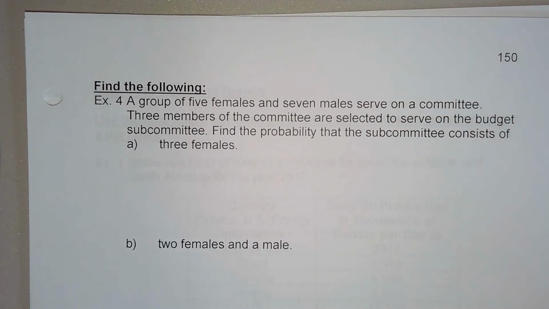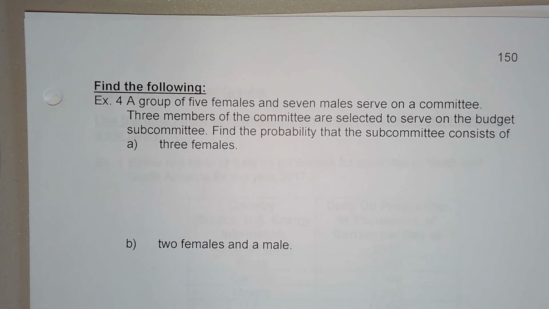So example 4. We've got a group of 5 females and 7 males serve on a committee. 3 members of the committee are selected to serve on the budget subcommittee. Find the probability that the subcommittee consists of A, 3 females, B, 2 females and a male, C, at least 1 female and at least 1 male. So let's just start with those problems.